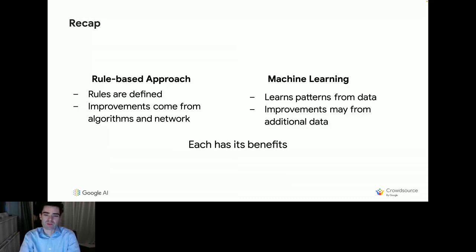I think that's a bit misleading to say network there. Network is present in both. Machine learning learns patterns from data. Improvements may come from additional data.